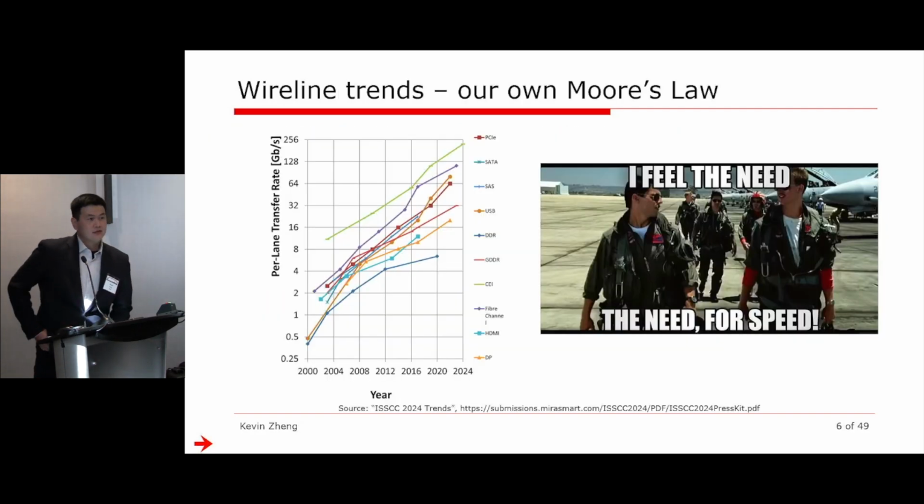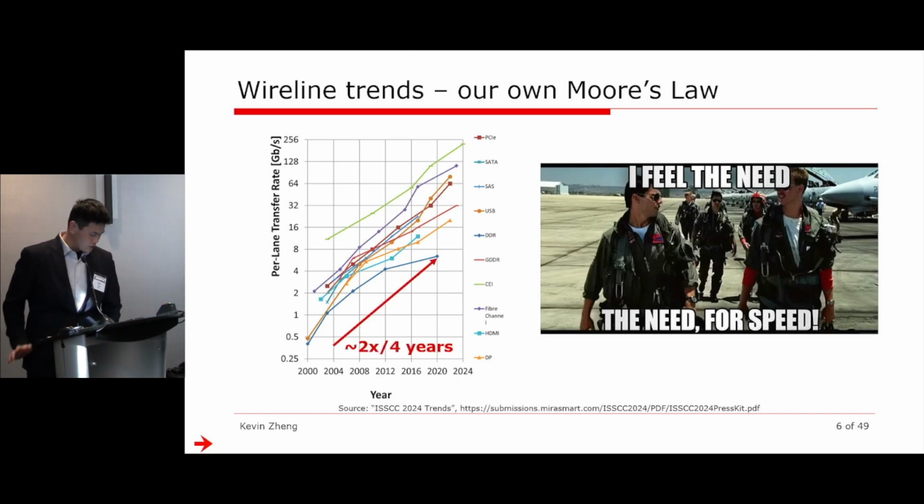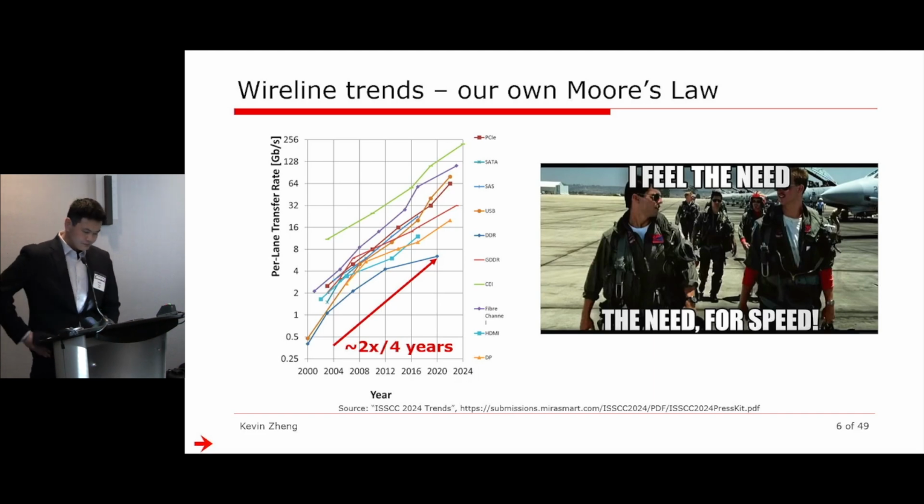With that said, this is how the trend has been going. This is a trend picture from last year's ISSCC. We're going to get a new one this year for sure. But in general, we have our own Moore's law, which is we're going to double the speed on the copper wire about every 4 years for pretty much all protocols, right? The familiar ones to you might be USB, HDMI. The ones that are running under the hood might be Ethernet or some other stuff, right?